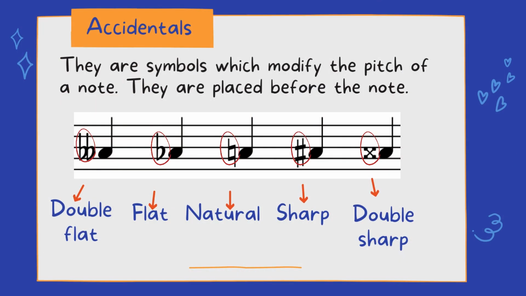We are going to start talking about accidentals. Accidentals are symbols which modify the pitch of a note. They are placed before the note. These symbols are double flat, flat, natural, sharp, and double sharp.